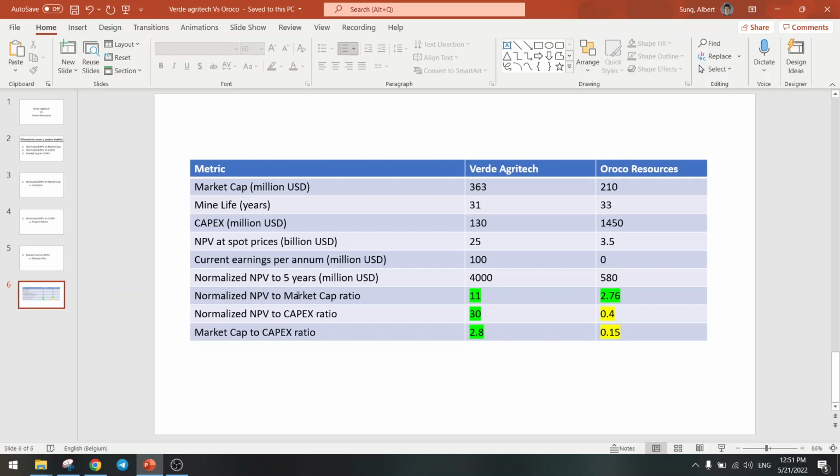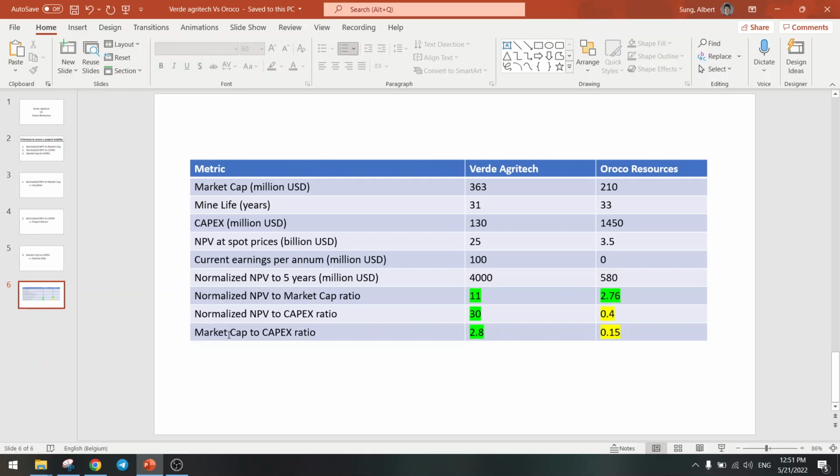Then we look at the value. The normalized NPV to the current market cap is 11. So this is very undervalued, because you get a very high NPV to market cap. Oroco is actually also undervalued when you use this metric, because it's 3 times the current market cap. So there's an upside of about 3 times here. But of course, Verde Agritech is much higher. It has 11 times upside. So this is already okay.